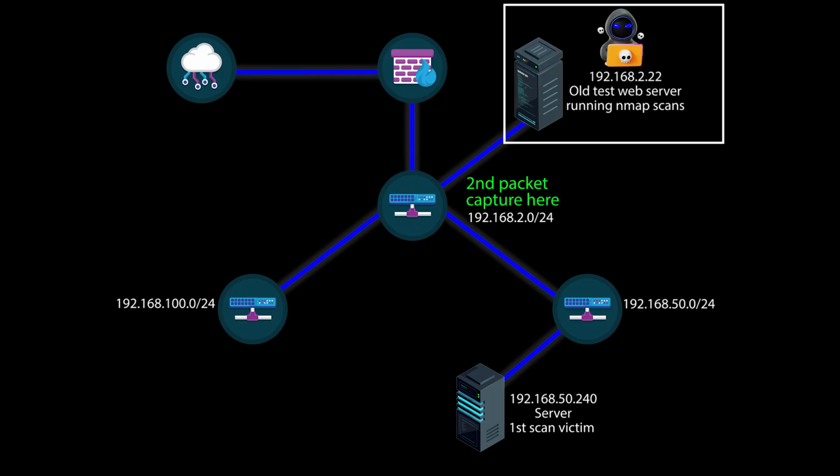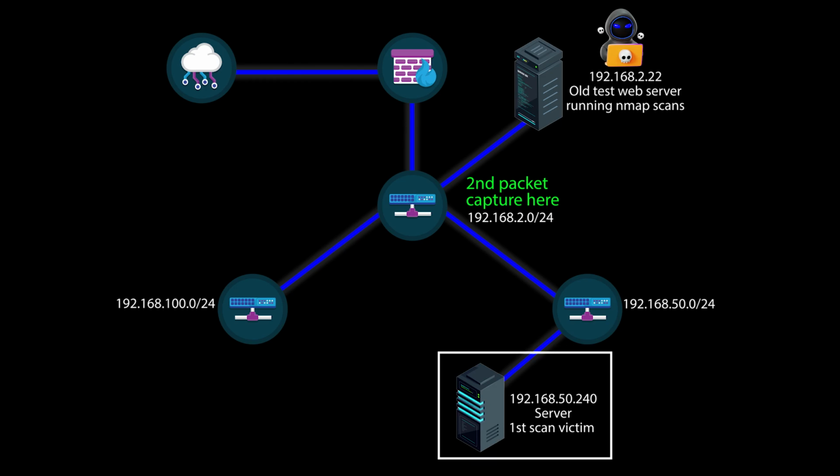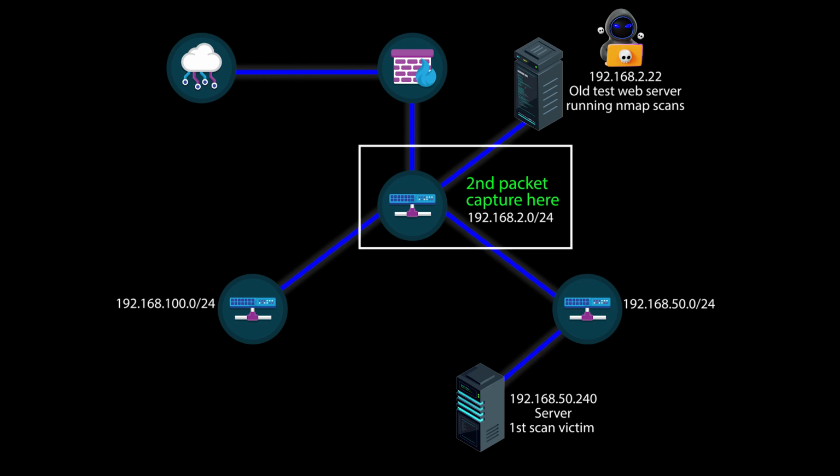Now that we know that the Nmap scan is coming from this server, let's hop on over to the .2 network and see what's really going on. We update our network map with the server running Nmap here and our first scan victim here. Next, we will take a capture on the .2 network here where the Nmap scanner is currently running.